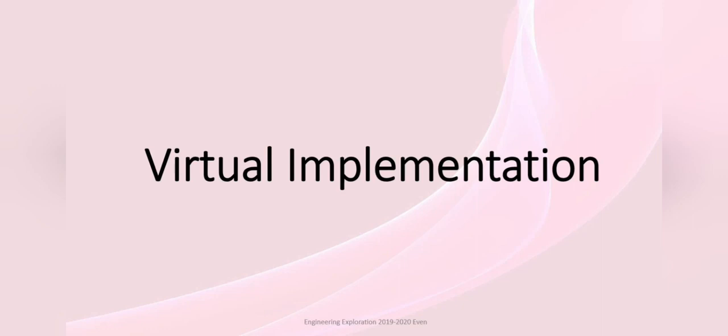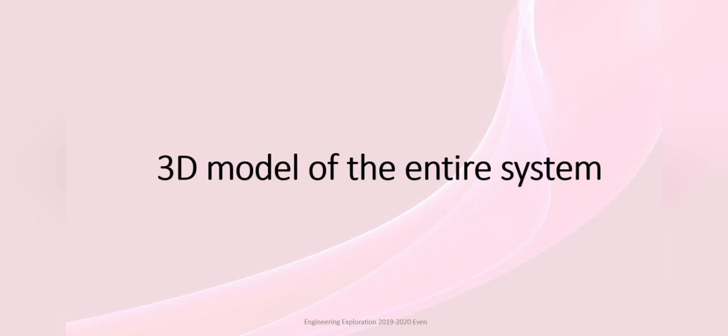Moving on to the virtual implementation part. Under the virtual implementation, we have prepared the 3D models of all the subsystems identified, and we have assembled all those subsystems to get the final 3D model of the entire system. Now we will see how our 3D model of the entire system looks like.